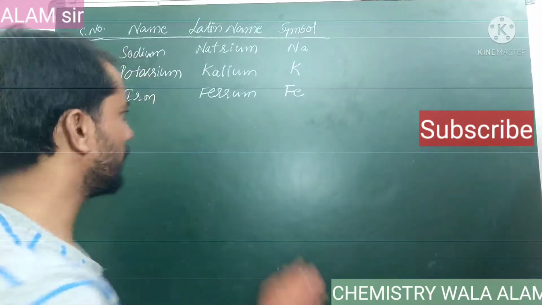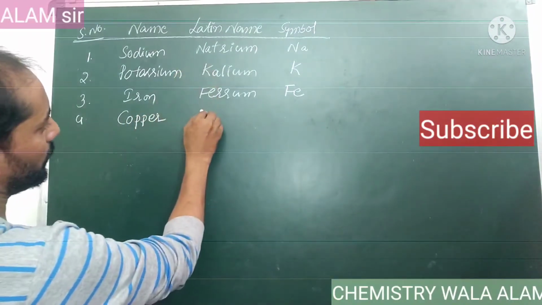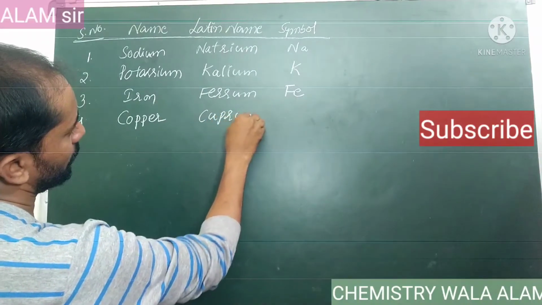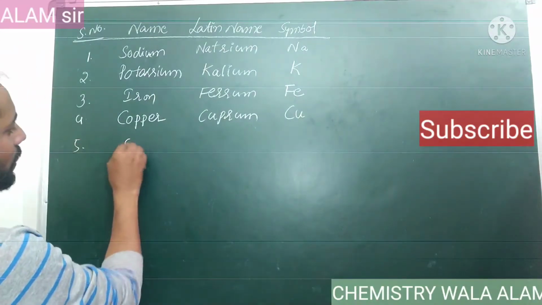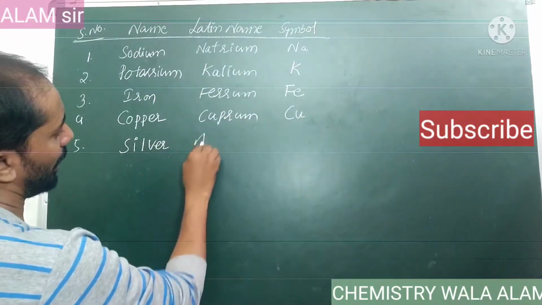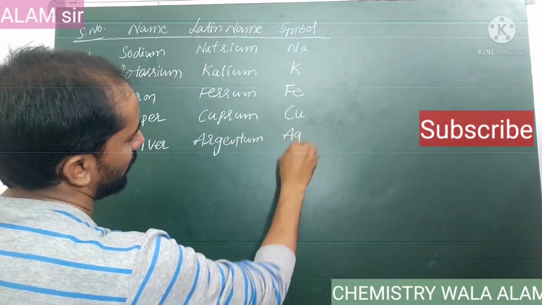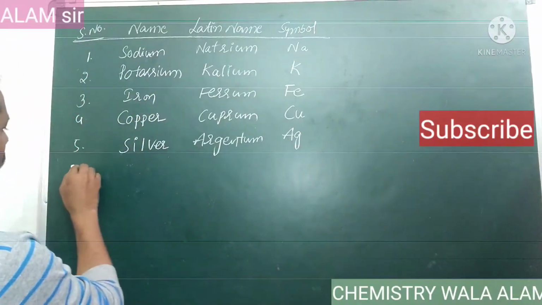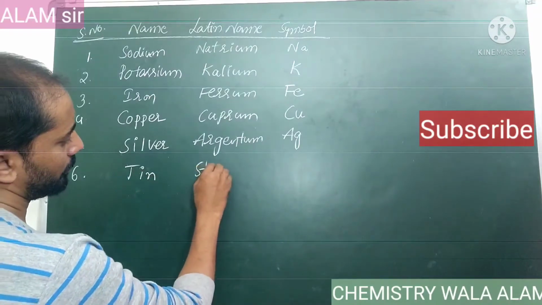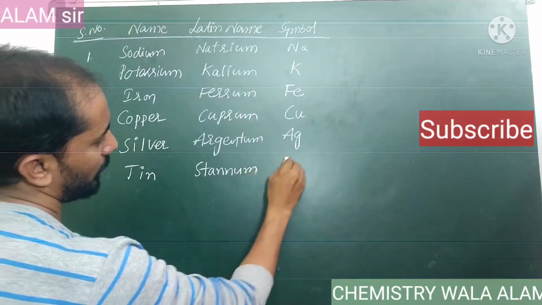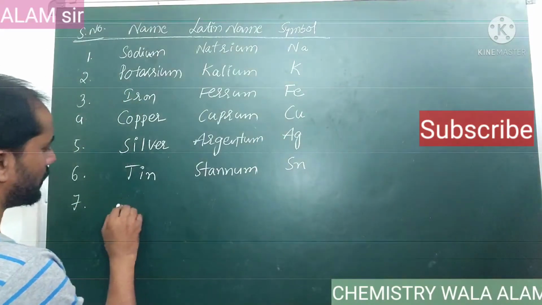The fourth one is copper. The Latin name is cuprum, so its symbol is Cu. Okay. Next one is silver, argentum. The silver Latin name is argentum, symbol is Ag. Next one is tin. The Latin name is stannum, its symbol is Sn.